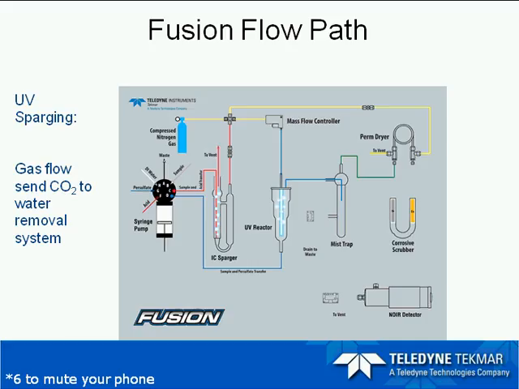Perm dryer, if you're familiar with it, works basically on a countercurrent flow. You have a hollow tube, and inside that tube you have your gas flow, and on the outside it's water.